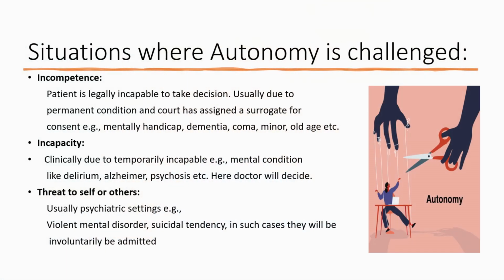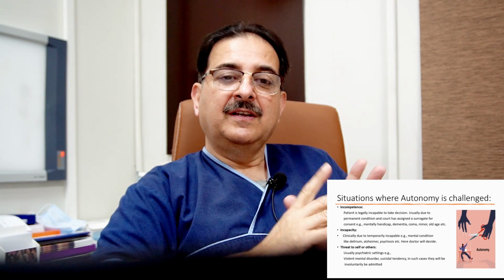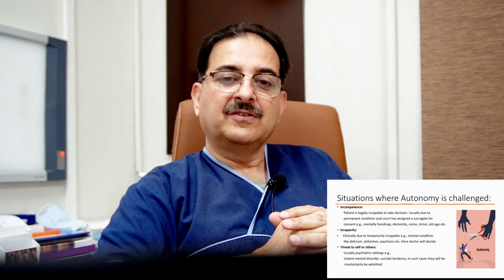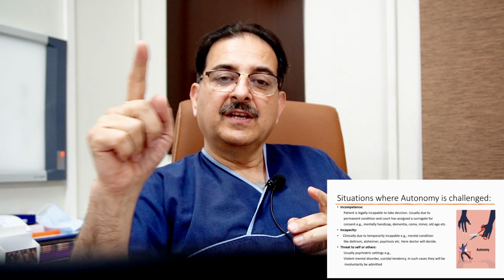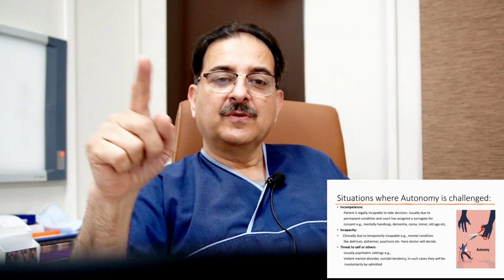But there are some situations where autonomy is challenged. Number one, if the patient is incompetent, he does not have the mentality to know, he is not mentally sound, or he is under some sort of medication. So the patient is legally incapable to take a decision, usually due to a permanent condition, and the court has to assign a surrogate to give consent.